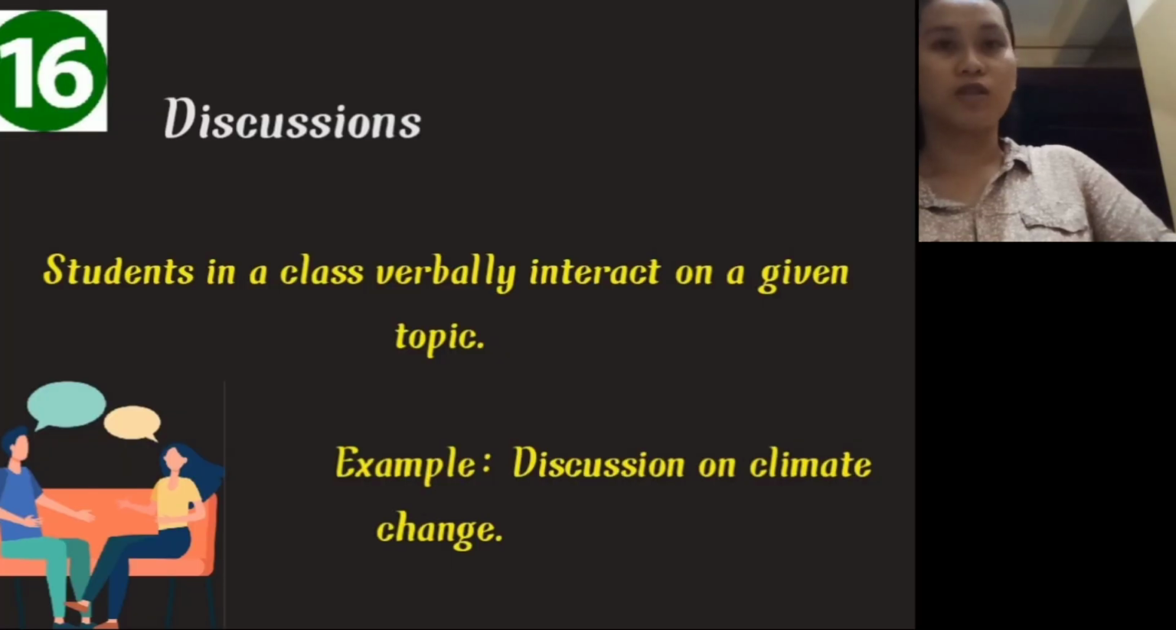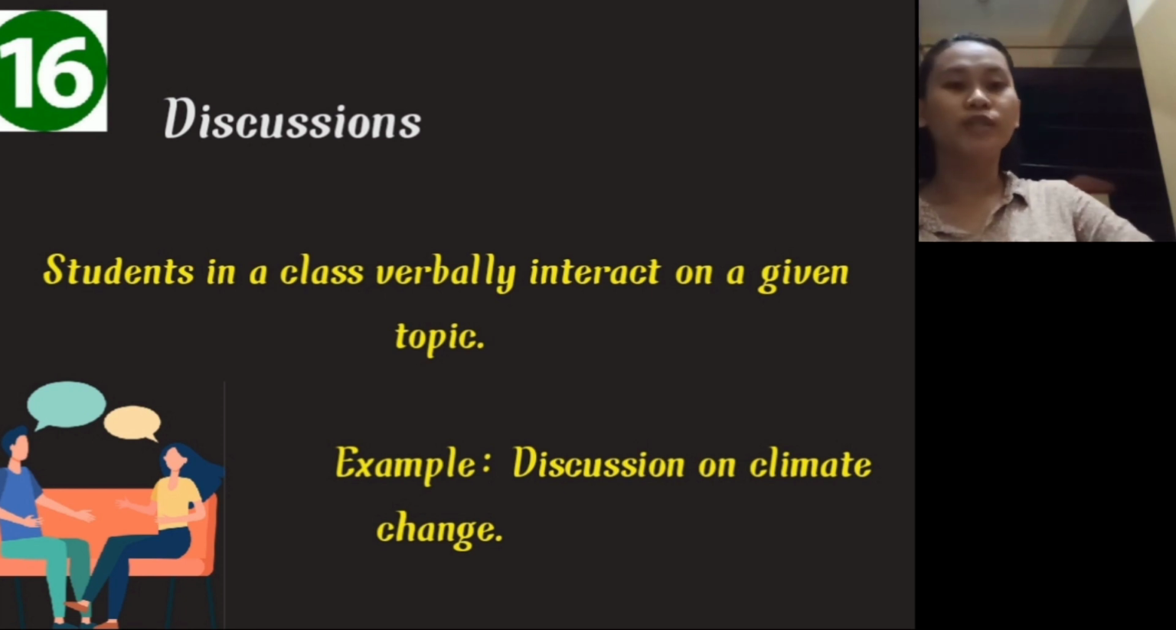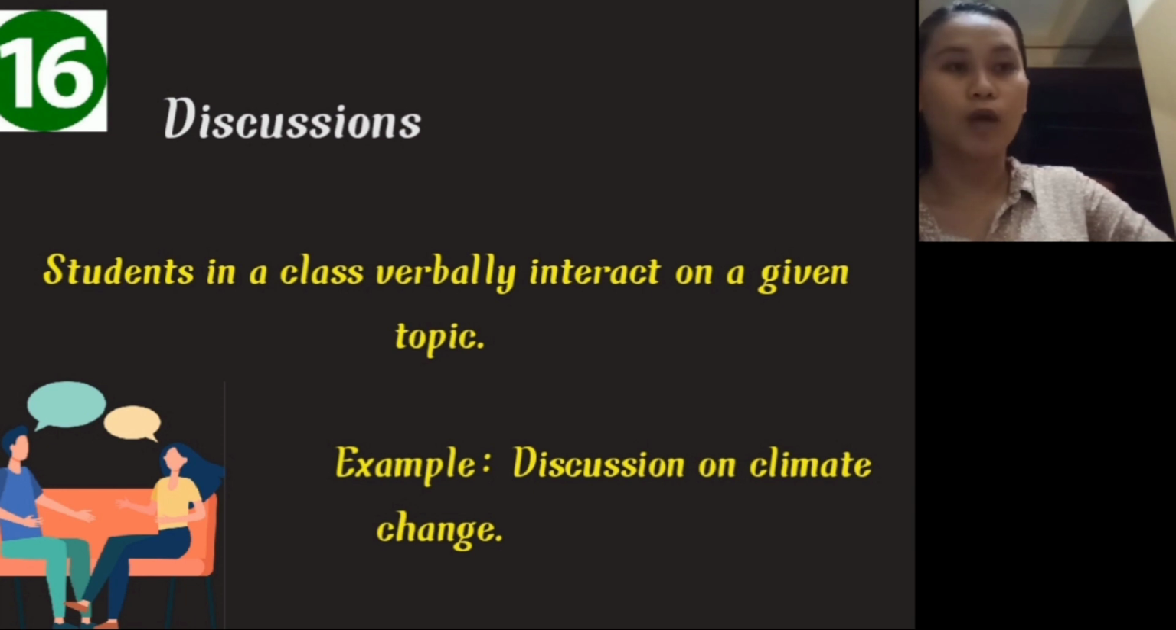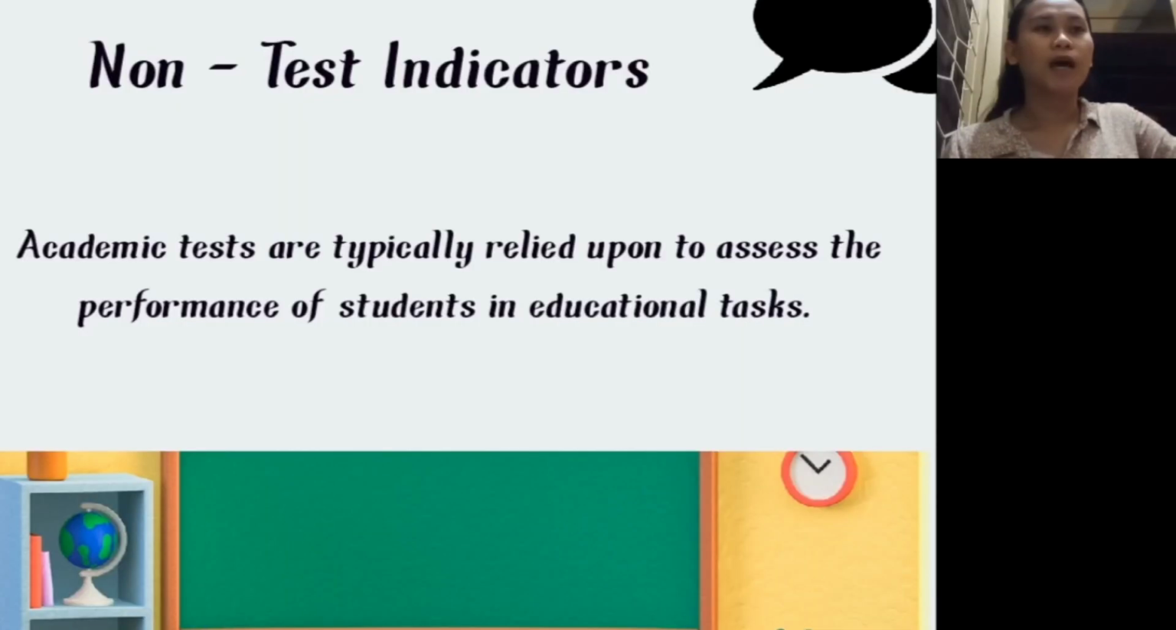Next, discussion. Students in class verbally interact on a given topic. Example, discussion on climate change. Now, through discussion, students could develop their communication skills and share their different perspectives and views on a certain thing or matter. Now, let's proceed to non-test indicators.